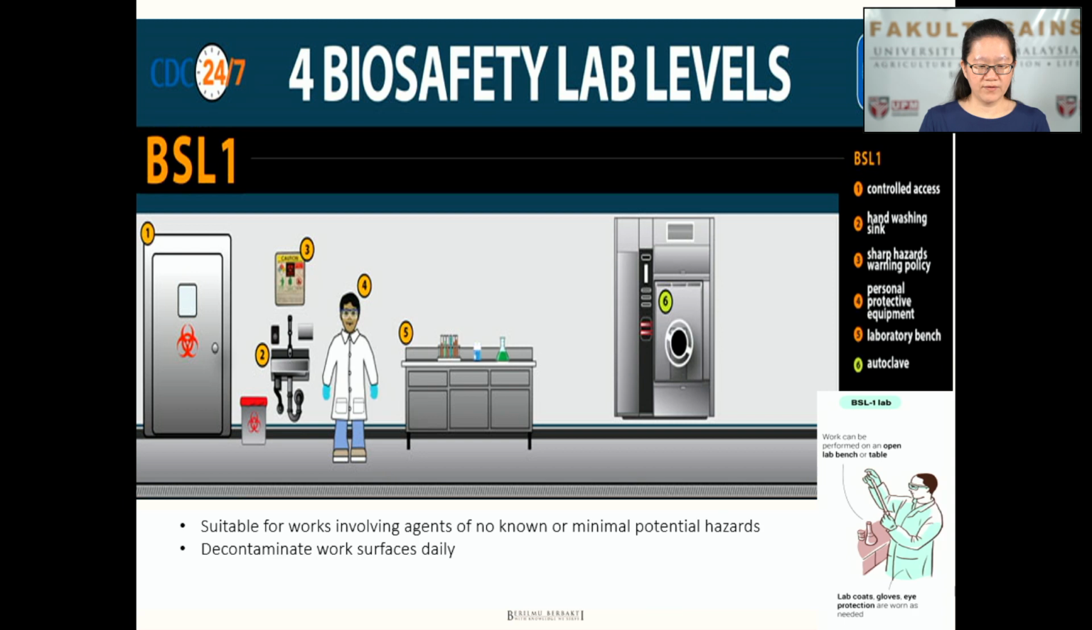So for biosafety level 1, this type of lab is suitable for work involving agents of no known or minimal potential hazard, and some of the facilities required in the lab include a control access, hand washing sink, sharp hazards warning policy, personal protective equipment such as gloves, lab coat, and also eye protection, and also a laboratory bench. And in this kind of lab, BSL-1, autoclave is optional depending on the type of research conducted in the lab.